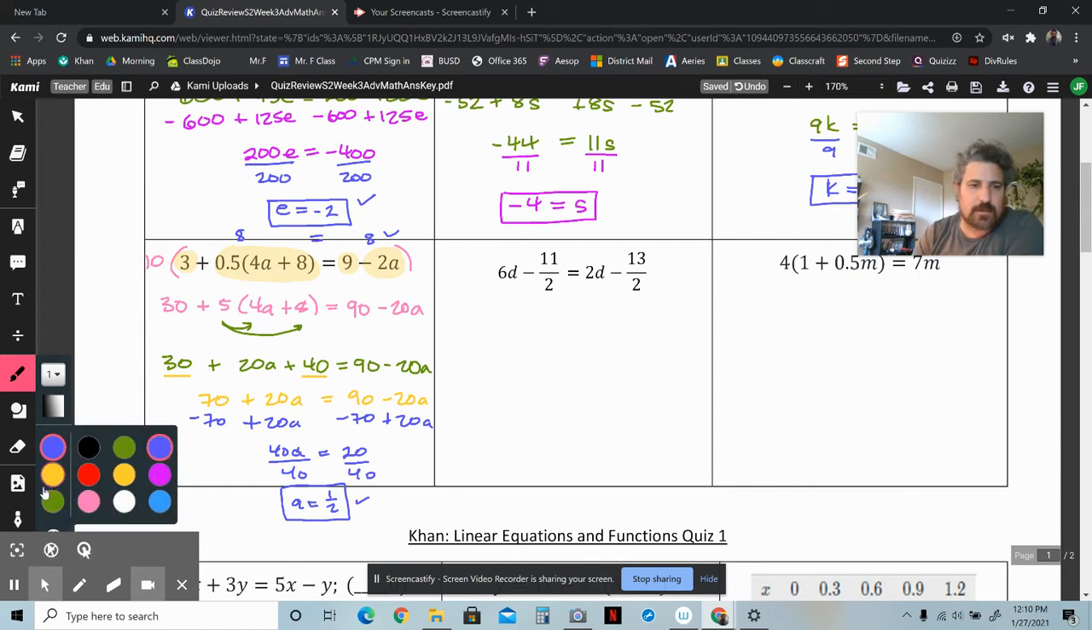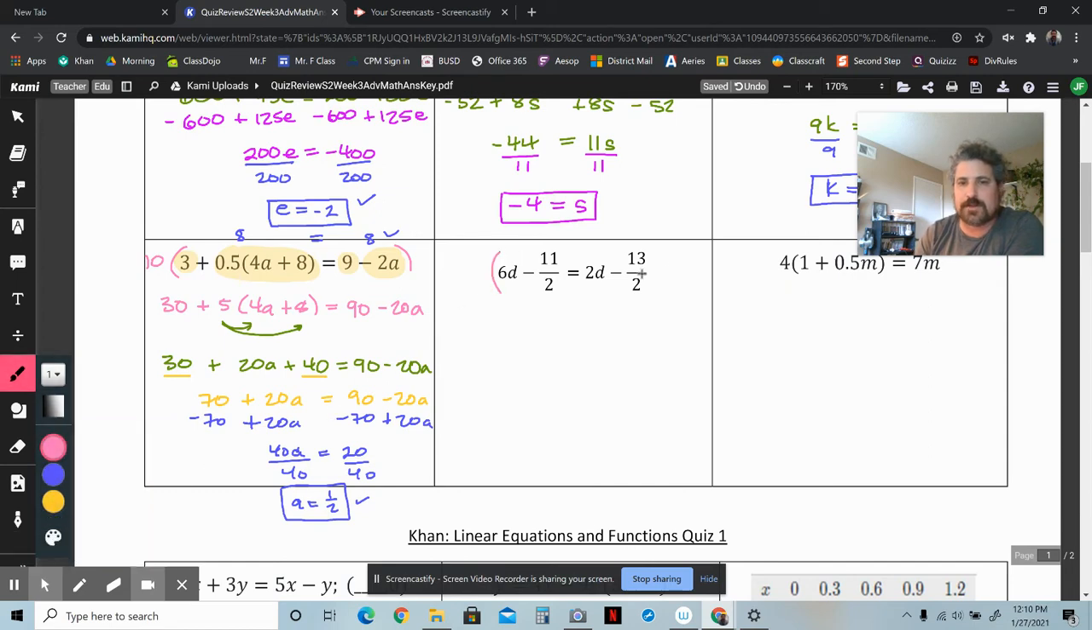So in this next one, what we're going to do is we're going to multiply the entire equation by 2, get rid of those halves. So 2 times 6d is going to be 12d. 2 times negative 11 halves is just negative 11. 2 times 2d is 4d. And 2 times negative 13 halves is just going to have the 2's cancel out, so it's just negative 13. Then you're going to want to get all of your d's to one side, so minus 4d to both sides. You want to get all your d's to one side, all your numbers to the other.